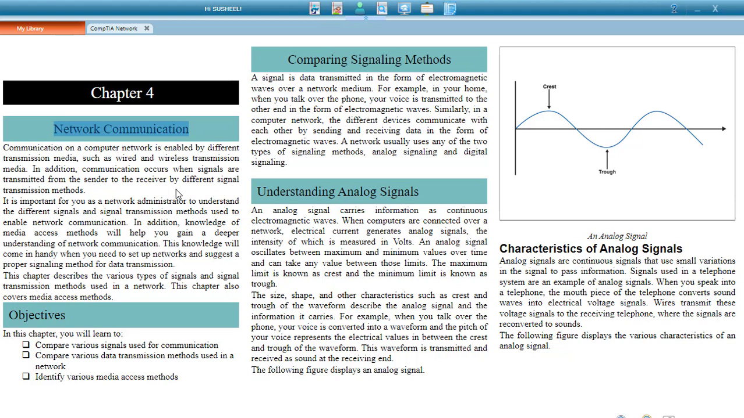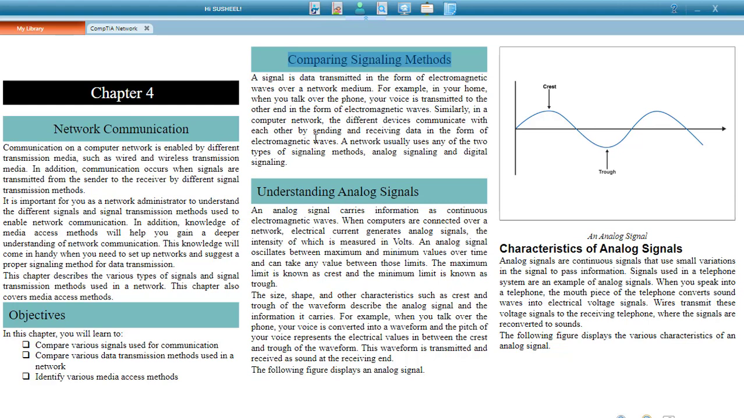enable network communication. In addition, knowledge of media access methods will help you gain a deeper understanding of network communication. This knowledge will come in handy when you need to set up networks and suggest a proper signaling method for data transmission. This chapter describes the various types of signals and signal transmission methods used in a network.